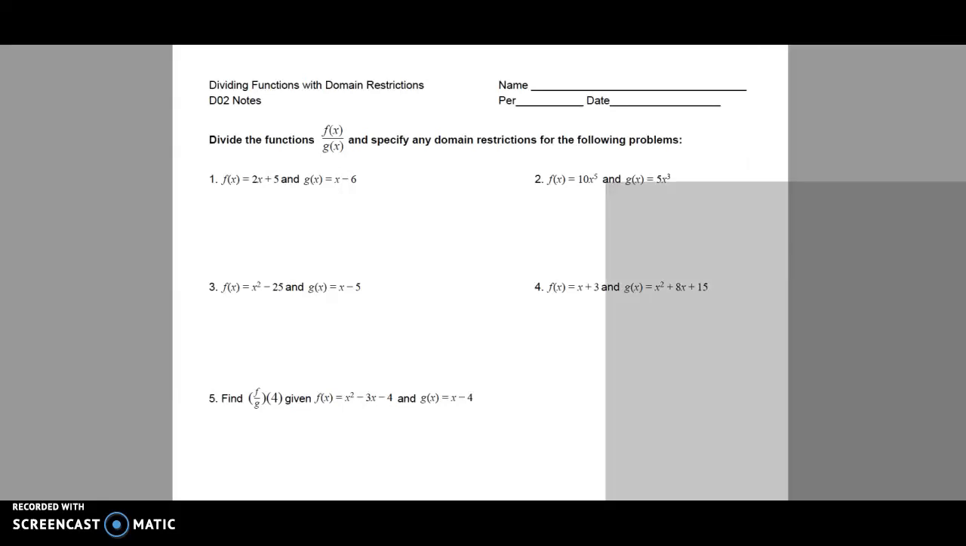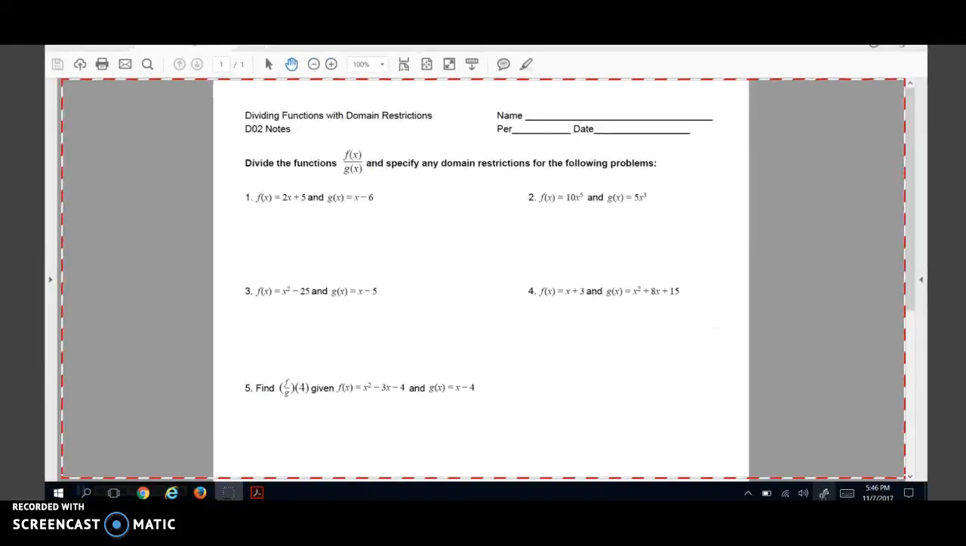Alright, so in this video we're going to talk about dividing the functions f of x by g of x and specify any domain restrictions for the following 5 problems. So if we look at our first problem, we have f of x equals 2x plus 5 and g of x equals x minus 6.